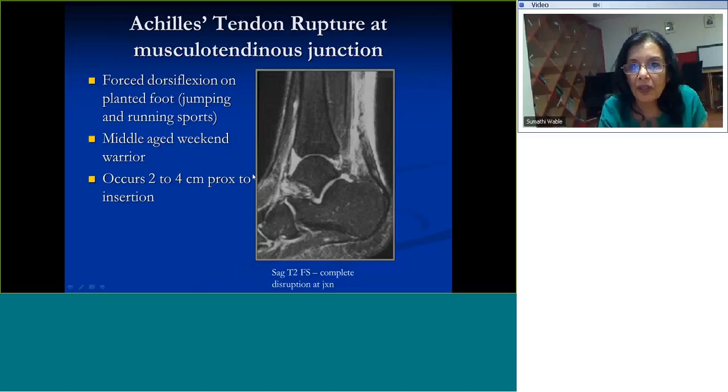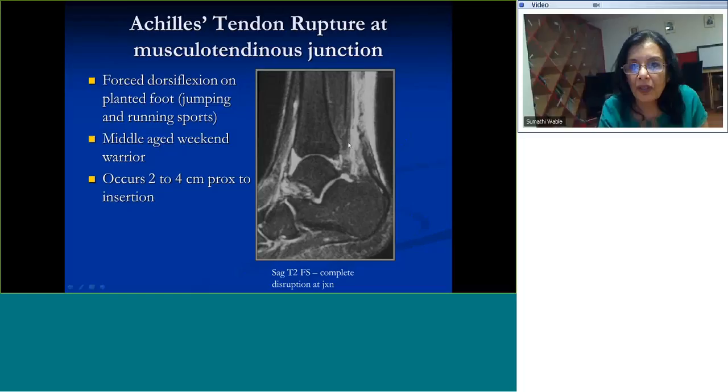Typically, older individuals have Achilles tendon tears, those that are not conditioned and start exercising. Also, patients who have systemic problems such as diabetes tend to tear Achilles tendons. Now, we can have either acute or chronic tears of the Achilles tendon.